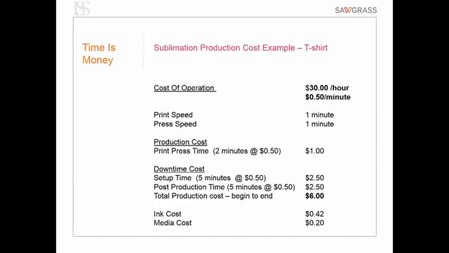My ink cost for this job, I can tell you, was 42 cents. And my media cost, if I use 1 sheet of paper, 20 cents. So it came out to 62 cents or so. But if you're just looking at the ink cost by itself, 42 cents. But yet my production cost was $6.